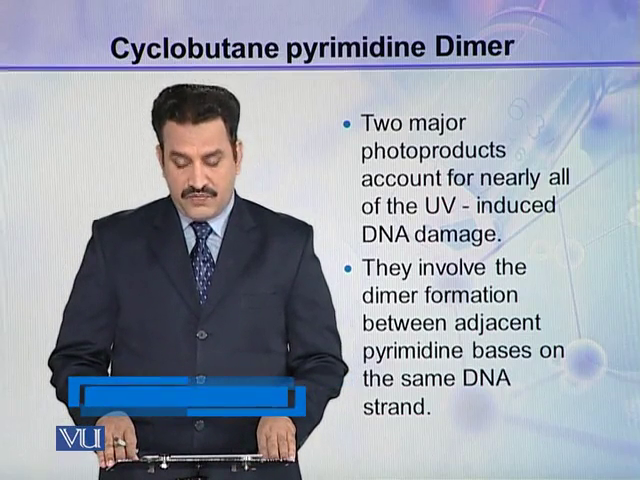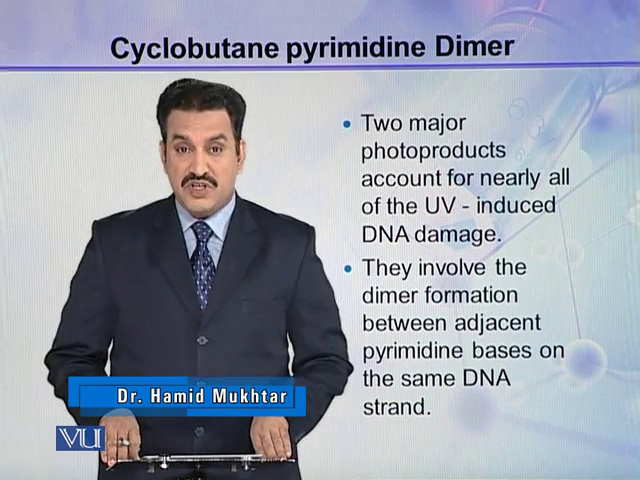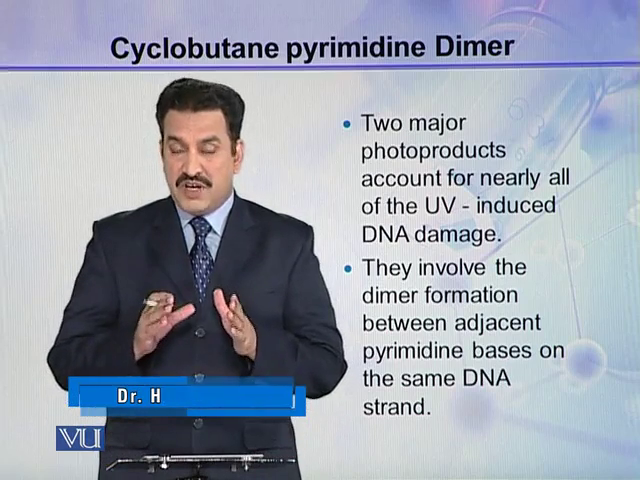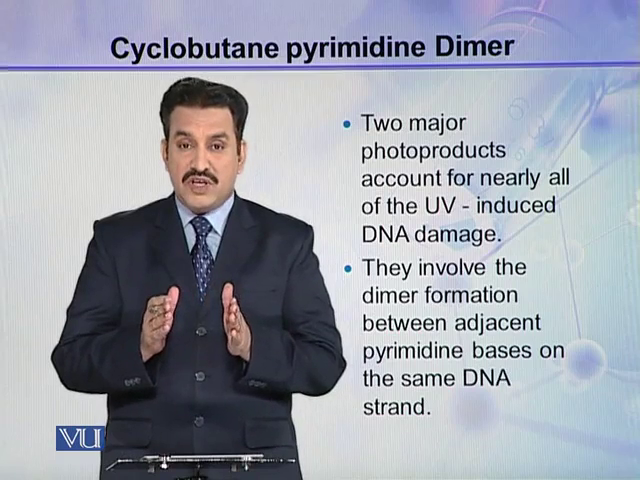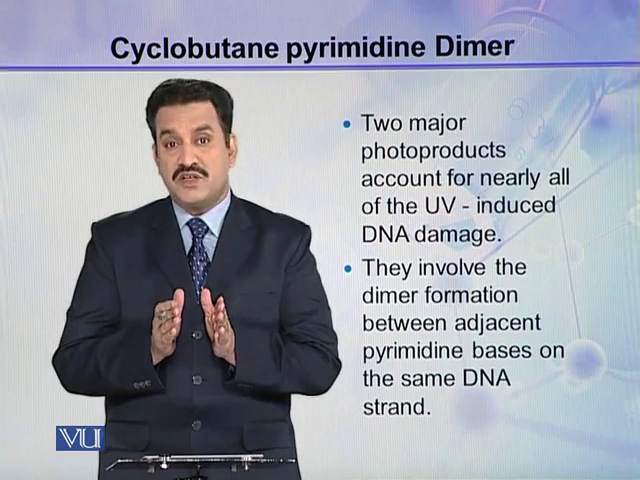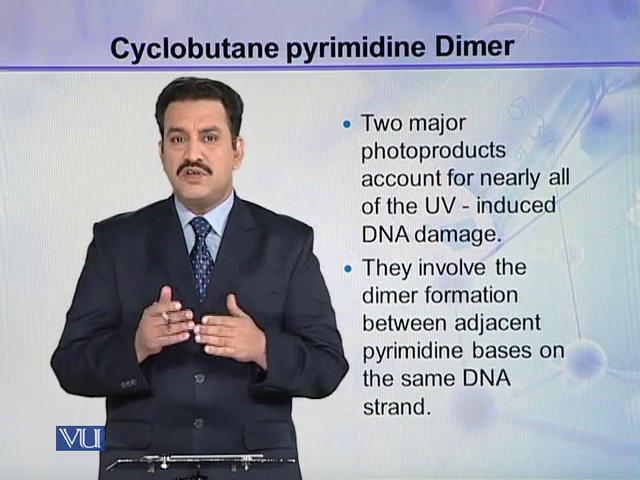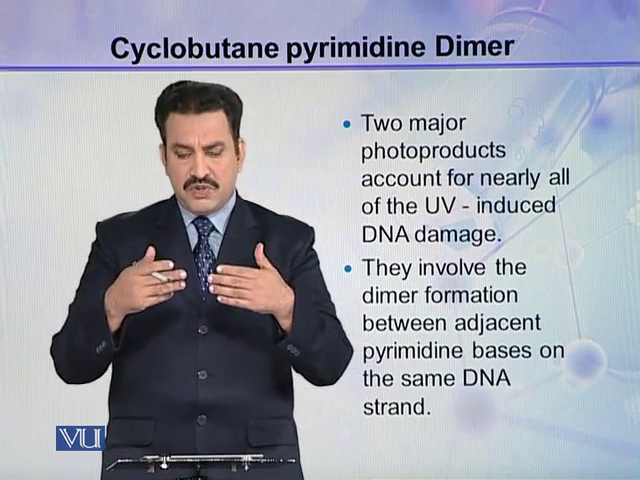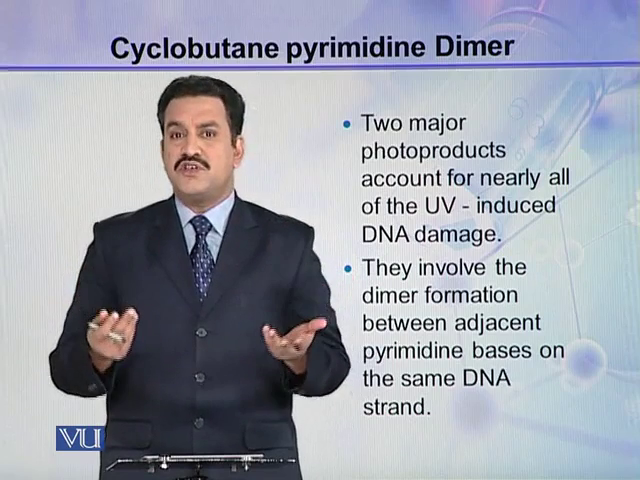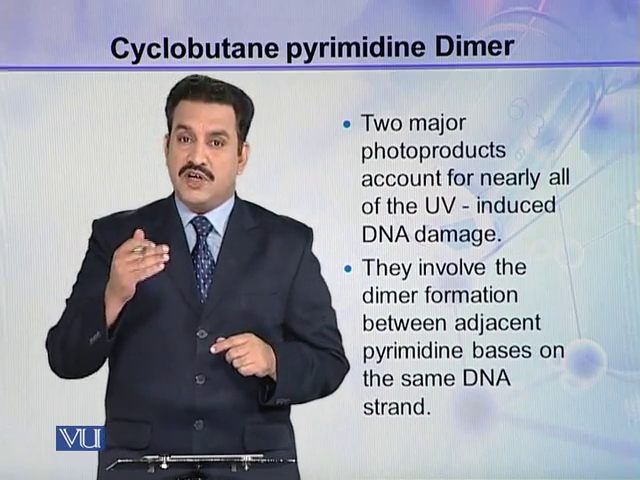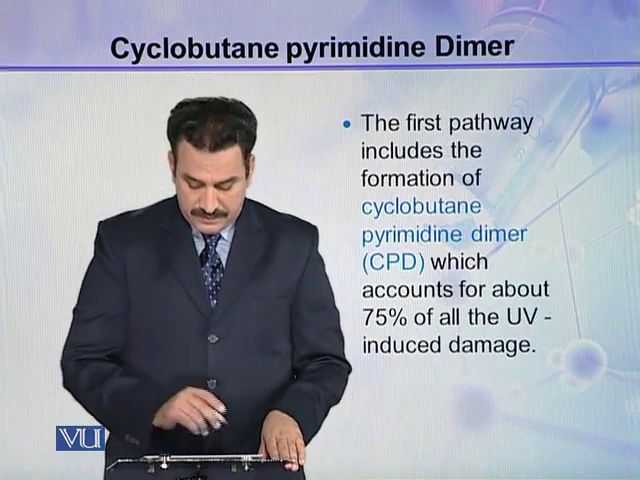They involve the dimer formation between adjacent pyrimidine bases on the same DNA strand. To make it clear, the dimer formation takes place between two pyrimidines which are present adjacent to each other but on the same strand. So this is not a dimer formation between the compatible bases which are present on the opposite DNA strand. This is between the adjacent pyrimidine bases.